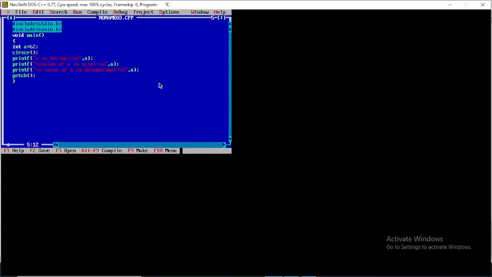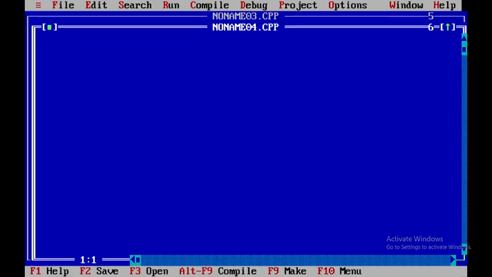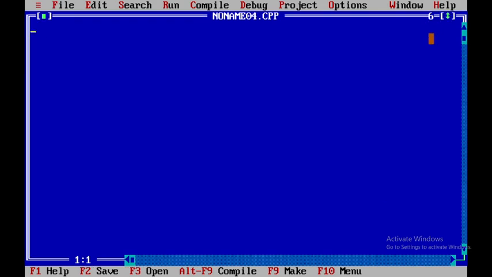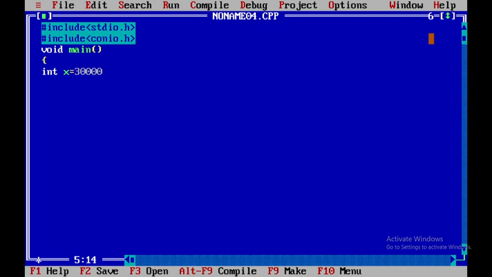So for example, if you consider one more program, here say #include <stdio.h>, #include <conio.h>, then void main, and if you write here int x = 30,000, and clear the previous output.